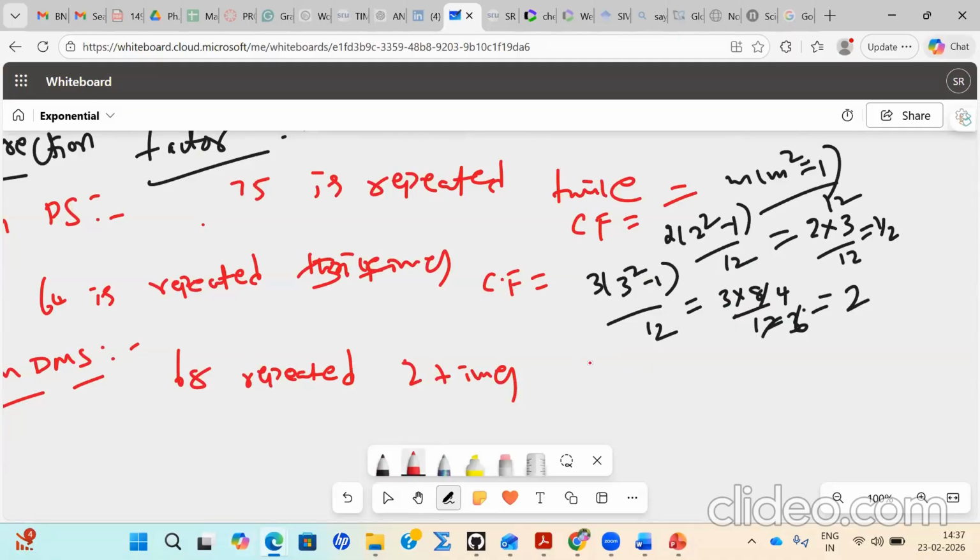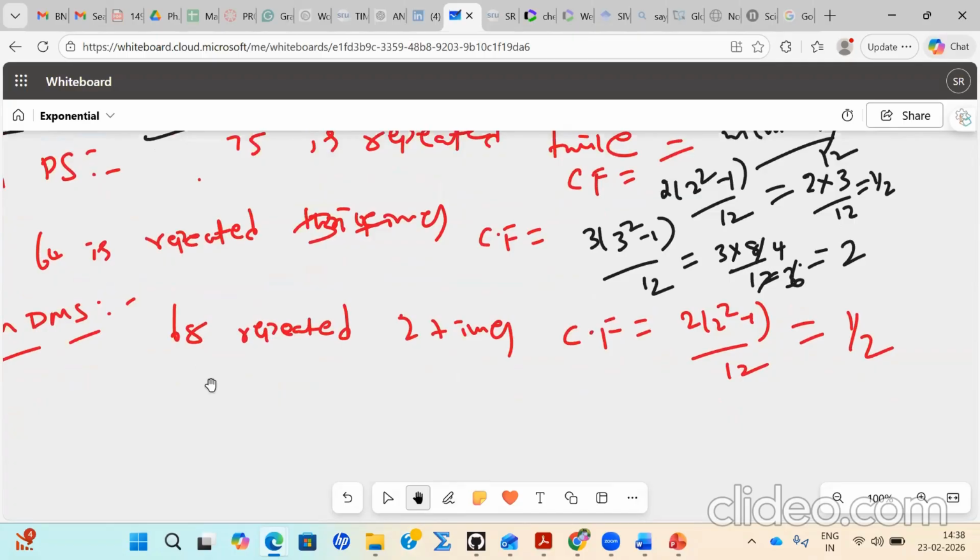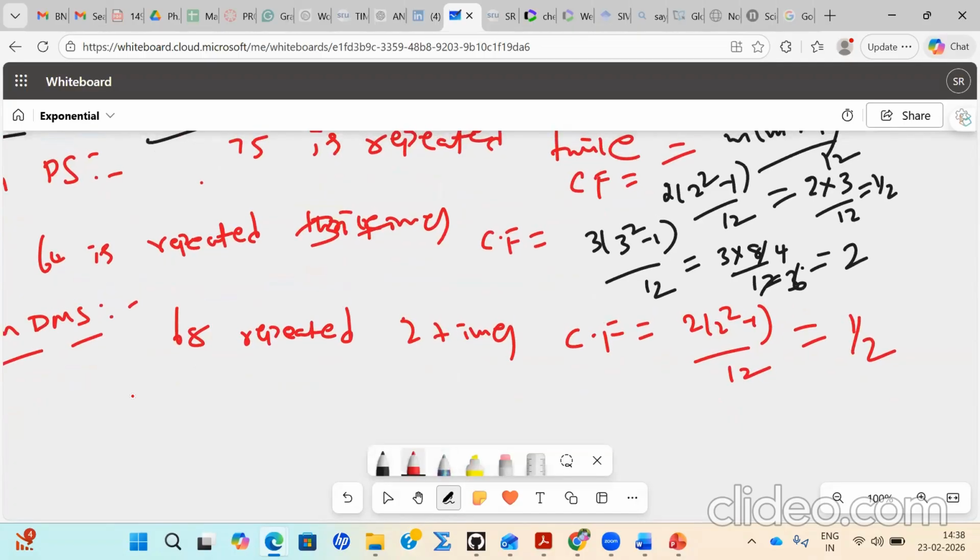Therefore, the correction factor is equal to 2 into 2 square minus 1 by 12. Again, we will be getting 1 by 2. I think already calculated, right? 2 times. Similarly, next one. Any other number repeated? No, only one. Done.